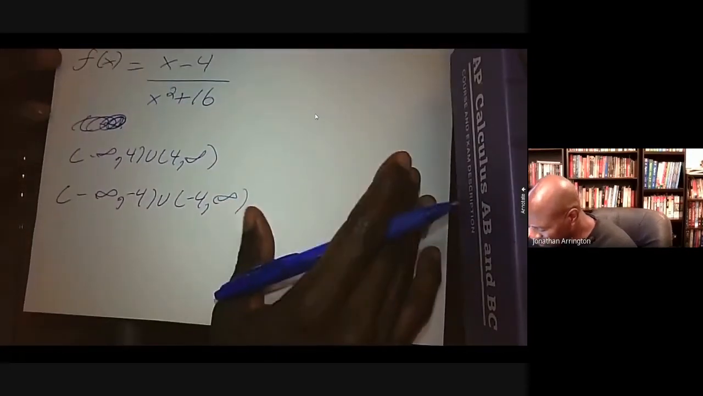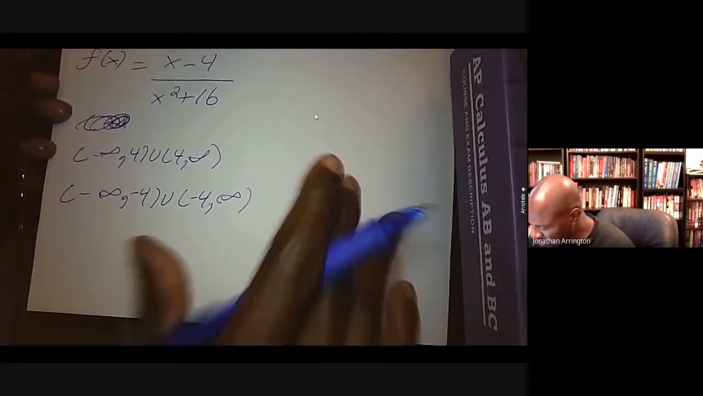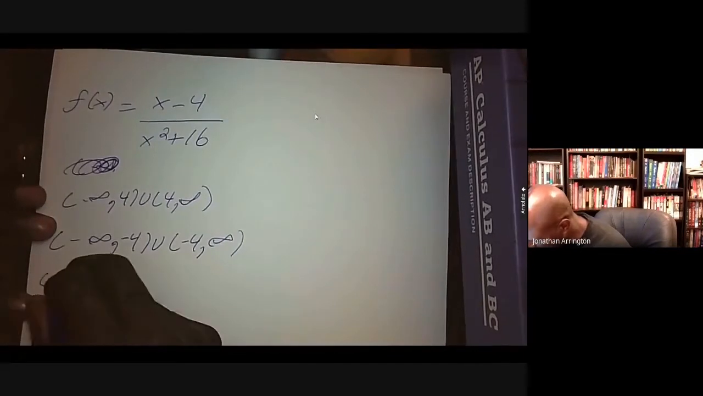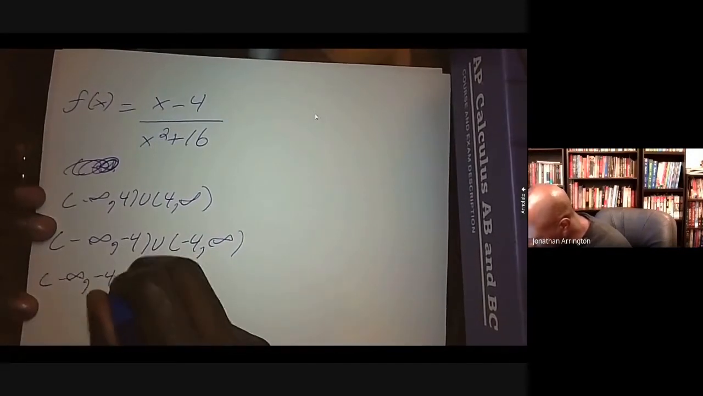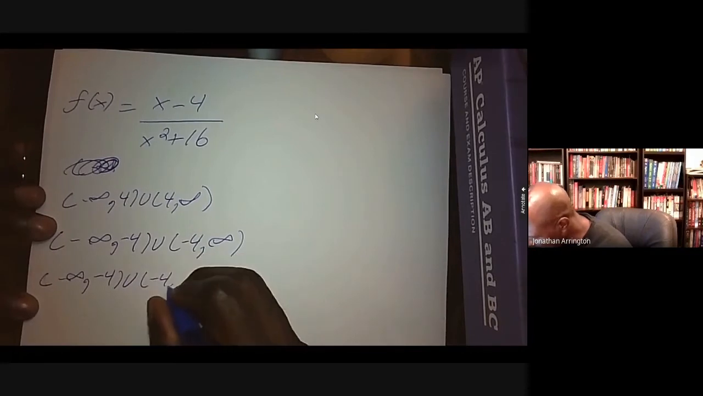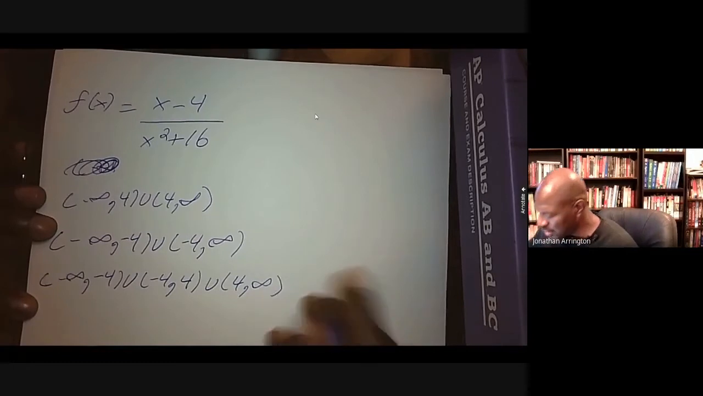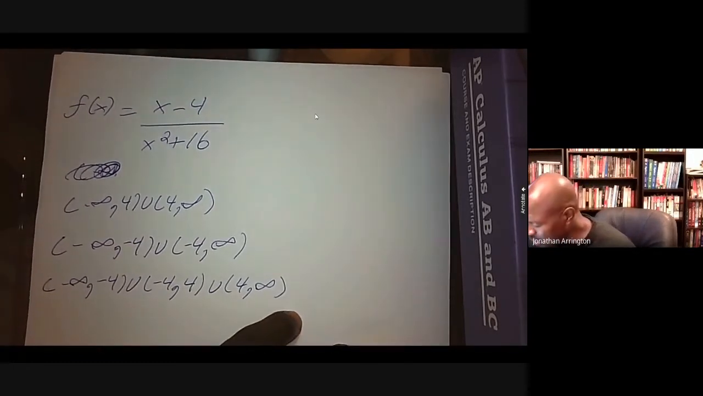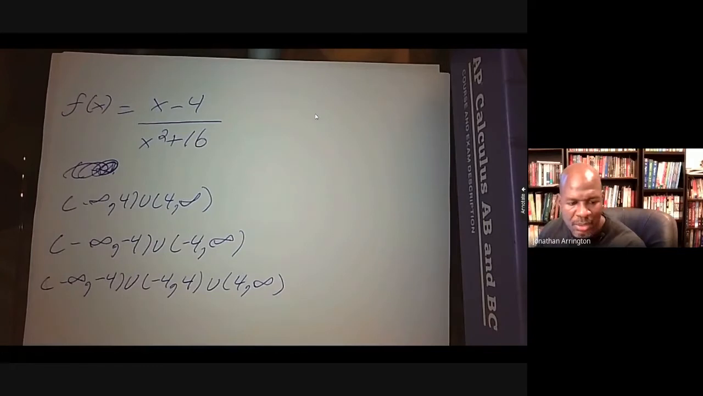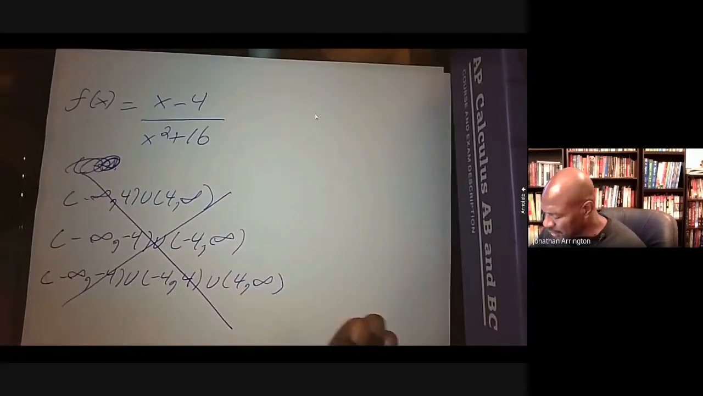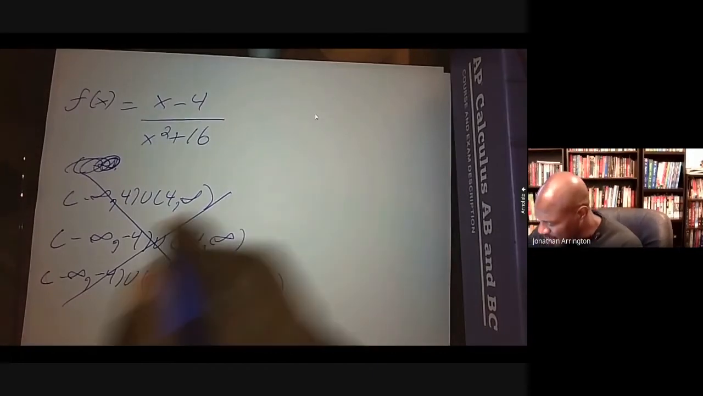Some people, and I'm pretty impressed that some people did this, even though it's wrong, but it's a very beautiful looking incorrect response. Some people may say negative infinity to negative 4 union negative 4 to 4 union 4 to infinity. Very beautiful, but yet incorrect. So these are all wrong. And so if your answer was one of these, you were wrong. And so what is the answer, you may say?